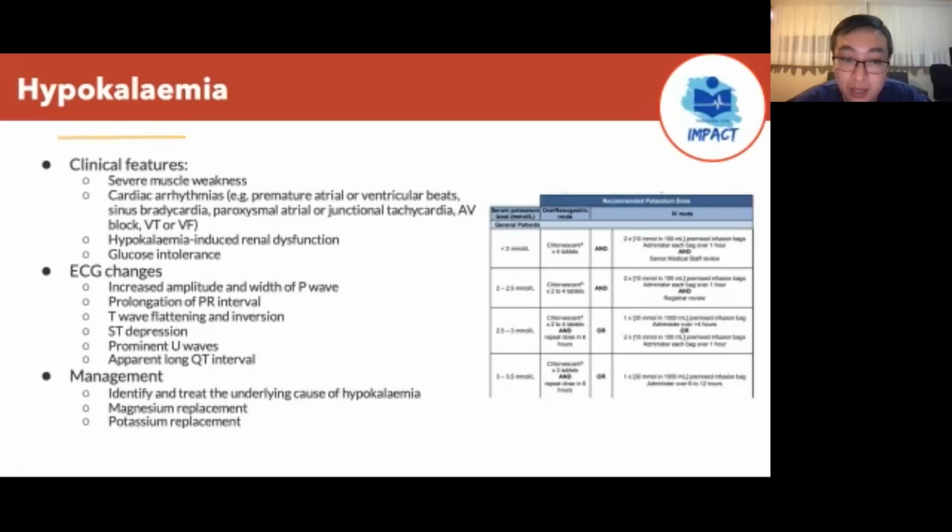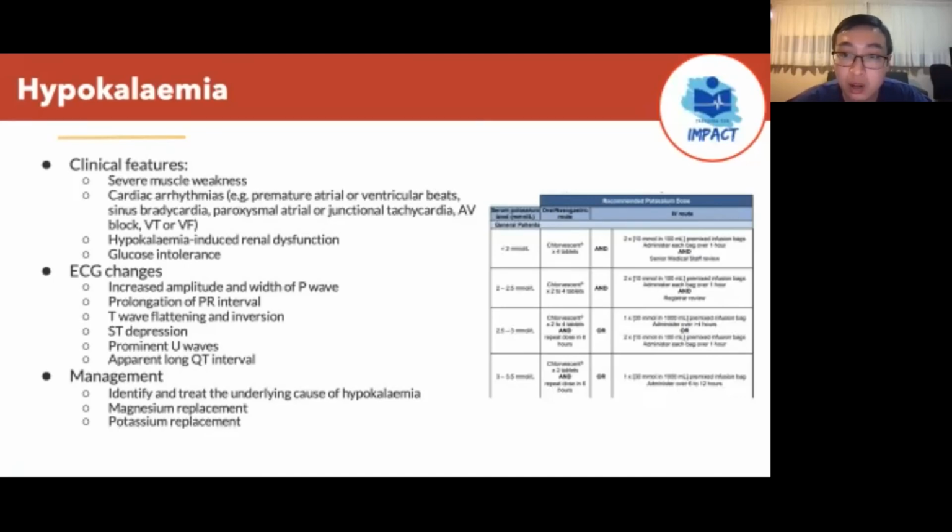So one is 30 millimoles of potassium in a 1 litre bag of normal saline. So 30 millimoles in 1 litre bag, that gives you a lot of fluid. You guys might have heard the term mini bags of potassium being thrown about. What we mean by mini bag is 10 millimoles of potassium in a 100 ml bag of normal saline. So it's much more concentrated than the 30 millimoles in a 1 litre bag of normal saline.